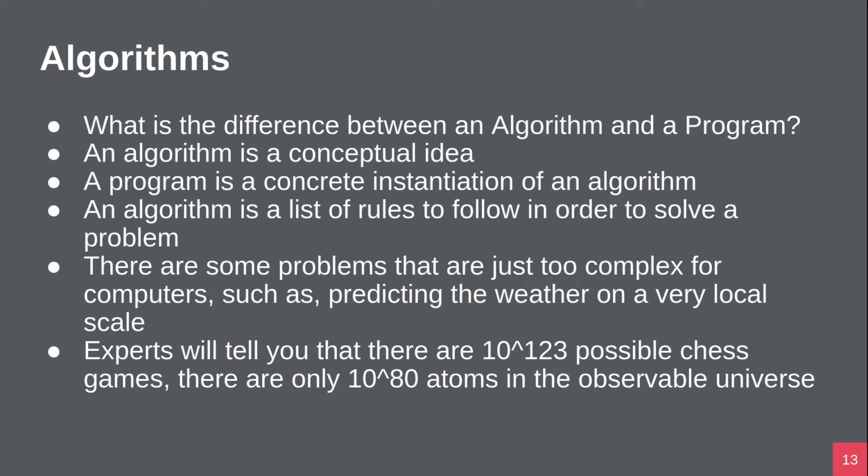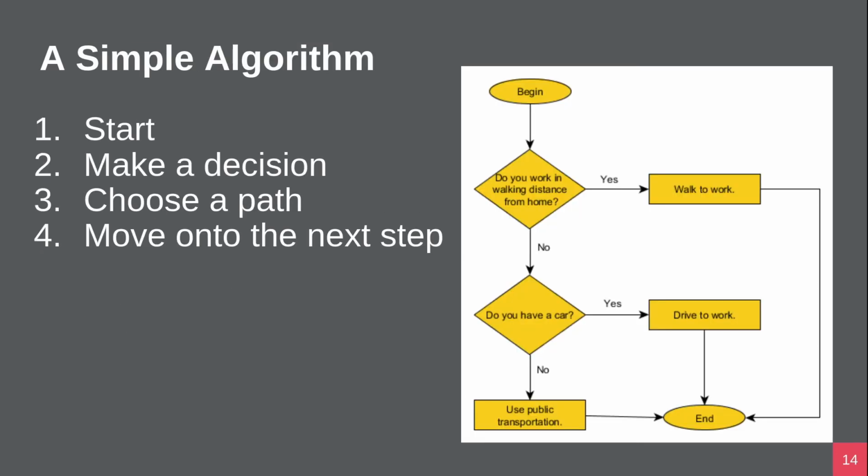Now, a program is an interpretation of an algorithm. An algorithm is like a recipe for how to do things, and a program is that recipe written out in a language that the computer can understand. So here's a simple algorithm about how to get to work. Let's say you're trying to figure out how to get to work.